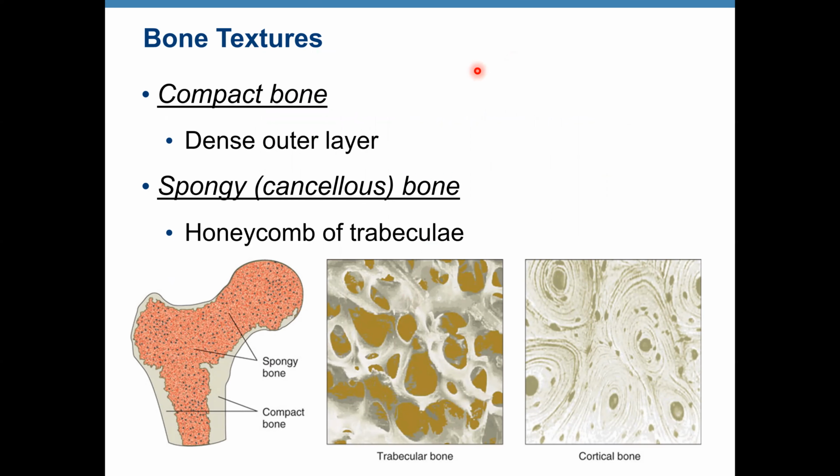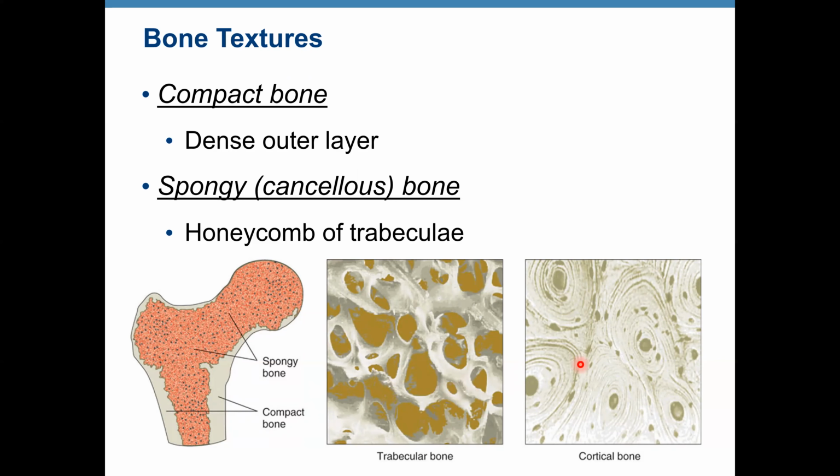When we look at bone texture, it can be divided into compact bone and spongy or cancellous bone. Compact bone is the dense outer layer, and spongy is honeycomb or trabecular. So this is an example of a long bone, and you can see on the surface, it is made of compact bone, and you would find spongy bone deep to the compact, right? So that's spongy bone, and it's covered by compact bone.